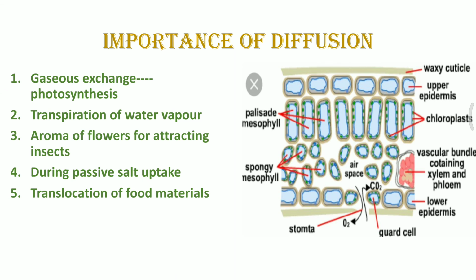So this is exchange which is taking place, and it is taking place with the help of diffusion pressure only, because higher is the concentration of oxygen inside the leaf, so it has to move out, and lower is the concentration of carbon dioxide inside the leaf, so carbon dioxide has to move inside. So it is diffusion.